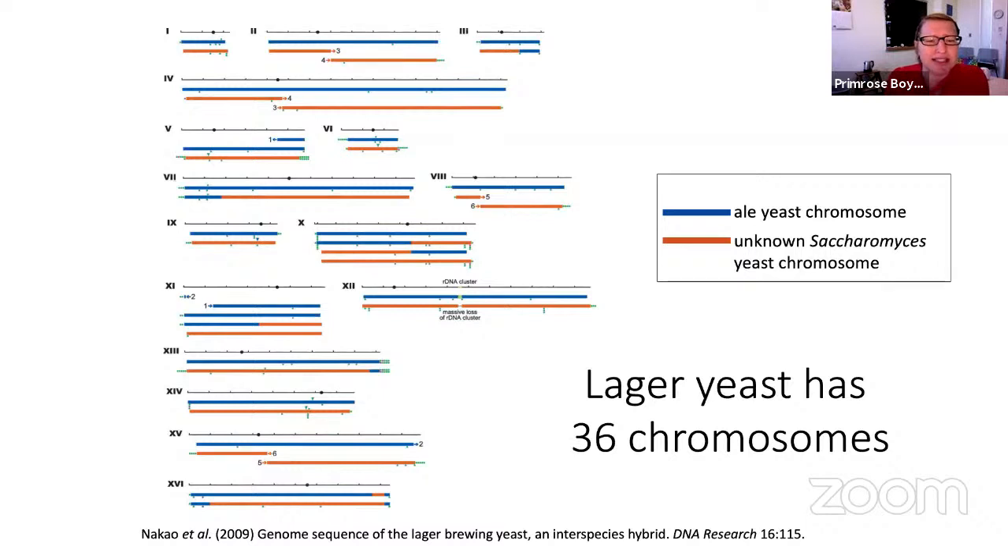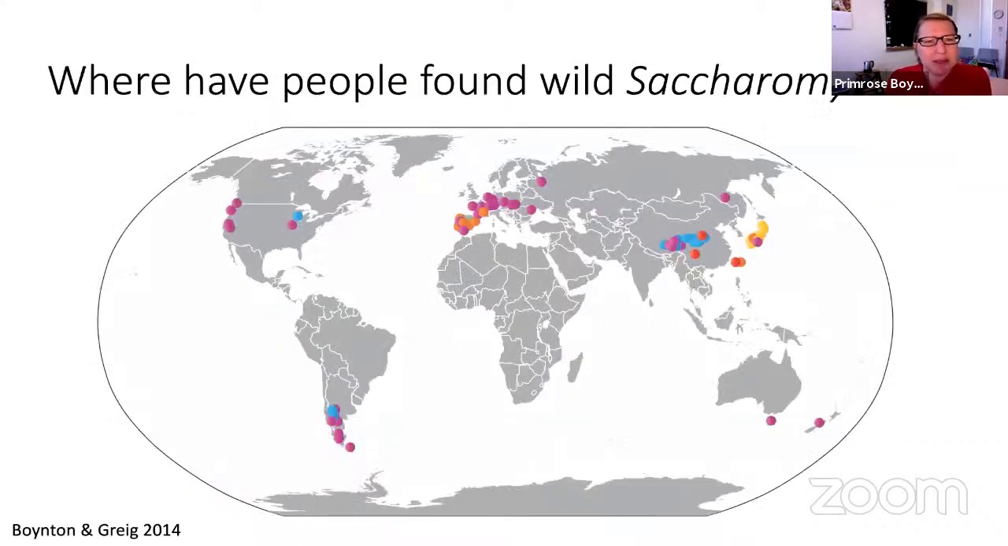And so people looked at this and said there are two different kinds of chromosomes in the cell of lager yeast. These probably came from two different parents. This is more evidence that our lager yeast is a hybrid. And so people thought, well, we don't know what the other parent is. We don't know what that yeast is. We have the DNA sequences of Saccharomyces paradoxus, of Saccharomyces cerevisiae, a couple of other ones.